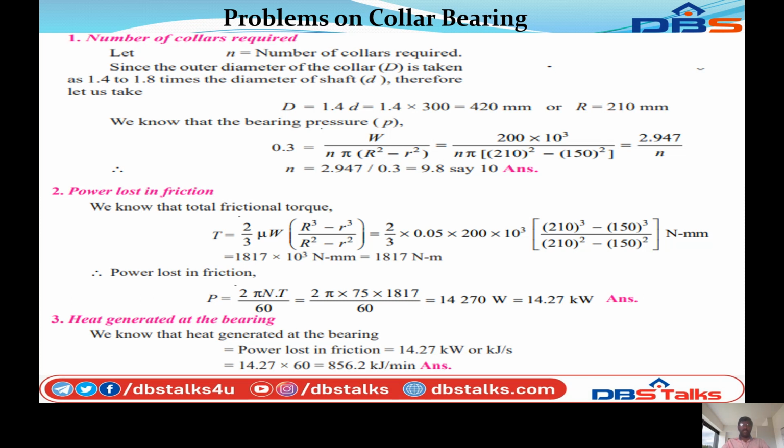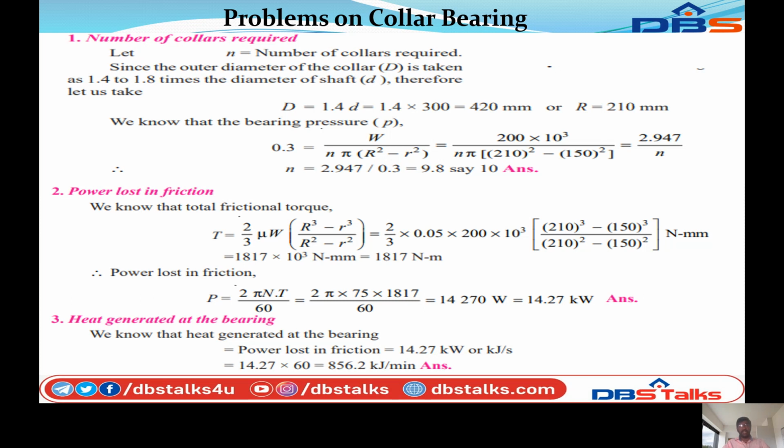This will be converted to meter, Newton meter. So that equals 1870 Newton meter. Therefore, the power loss in friction P equals 2 pi nt by 60. That equals 2 into pi into n 75 into T 1817 by 60. So finally, you can calculate the total power loss in friction P equal to 14,270 watts. This will be converted to kilowatts, 14.27 kilowatts.